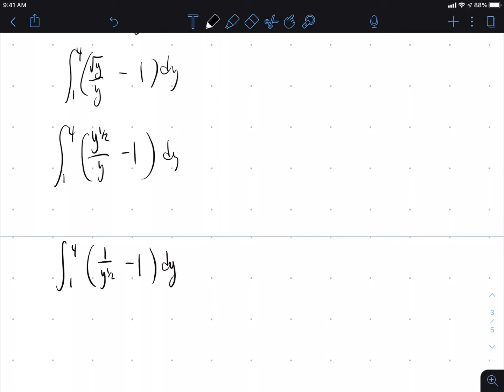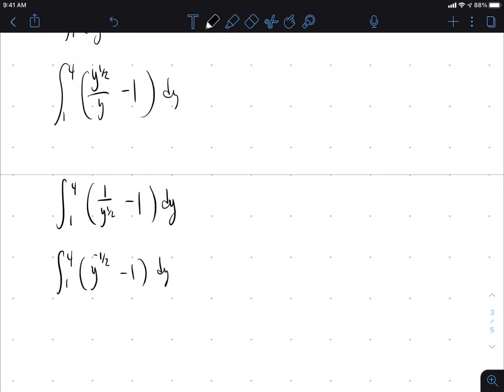So if I have something like this in the denominator, haven't I said, hey, why don't we move that up and just make it a negative exponent? Yeah. So there's the key. So I'm going to go 1 over 4, 1 to 4 of y to the negative 1 half minus 1, right? And what can I do now that that's to the half power? It's a negative 1 half power. So what rules do we have that we can integrate this with?